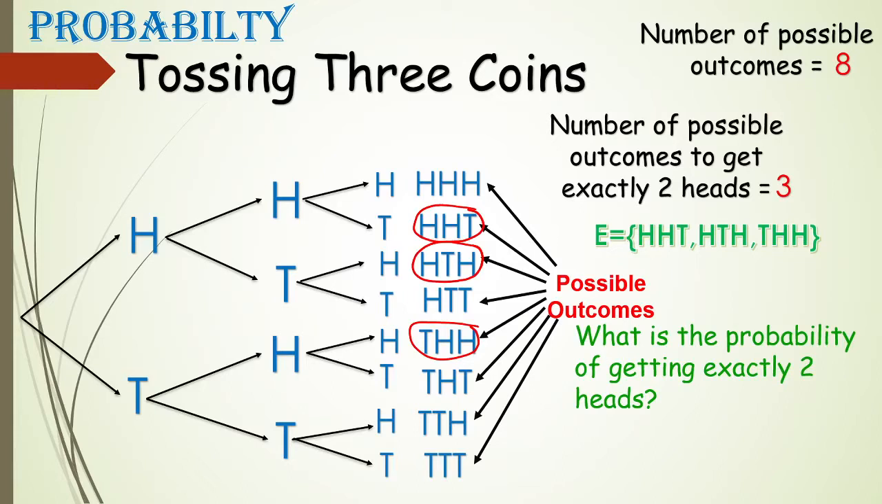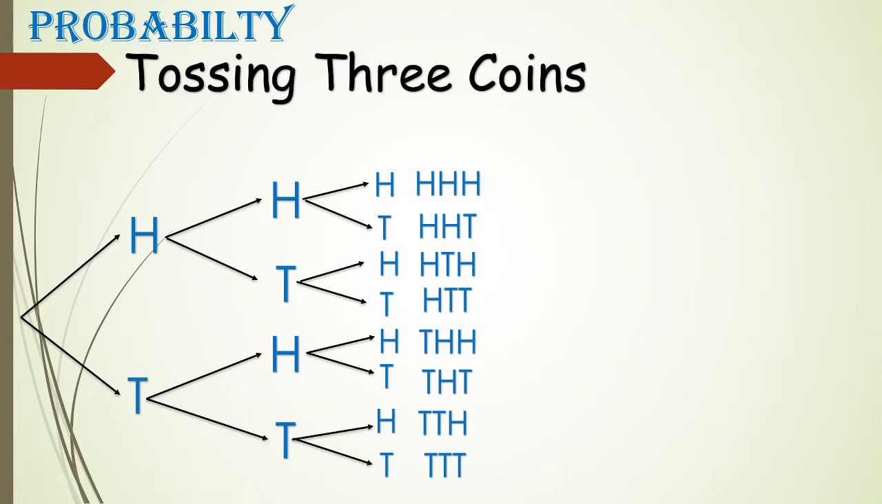Oh, what's your denominator? Is it 3 or is it 8? What's your numerator? Is it 3 or 8? 3 is the numerator. What's the denominator? Okay, there you go. That will be the probability of getting exactly 2 heads. Okay, now let's move further.